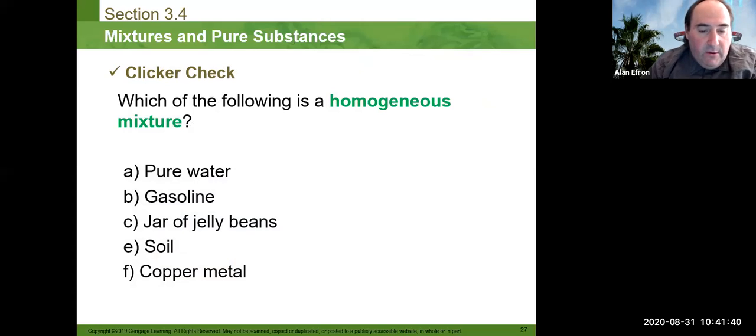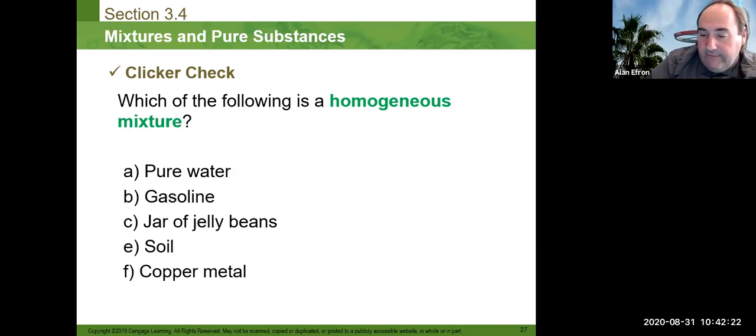So when we look at this, which of the following is a homogeneous mixture? Again, remember, homogeneous is the same throughout. Pure water would not be a homogeneous mixture, although pure water will look the same throughout. There's nothing else there but water, so it would not be classified as a mixture in that case. That would be a pure substance. Gasoline is a homogeneous mixture. It's a lot of different chemicals together. It looks the same. A jar of jelly beans is the same thing all the way through. Again, kind of like pure water, so that would not be a mixture.